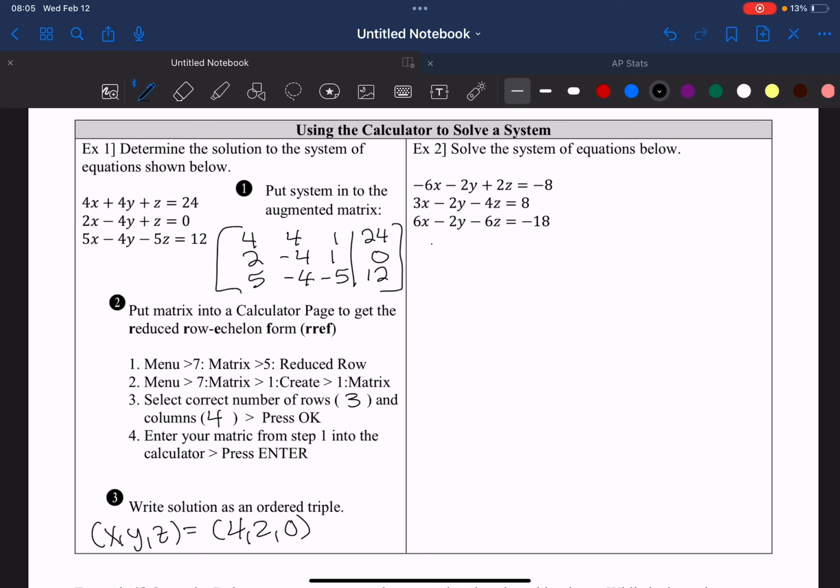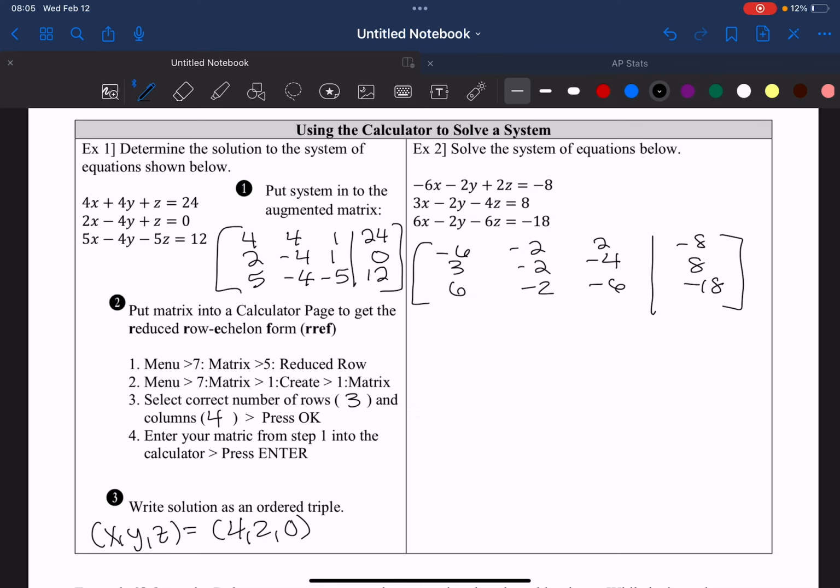Example 2, first we put it into a matrix. And remember, it's all of the coefficients in front of the variables. And we always double check that the variables are in the correct order. Then we plug it into our calculator using those same steps.